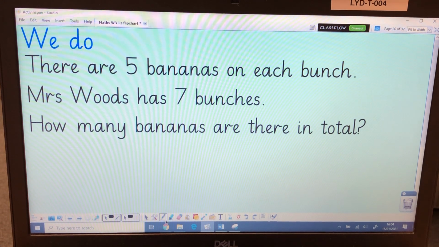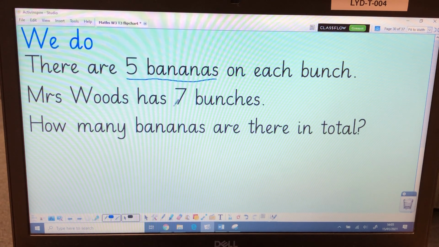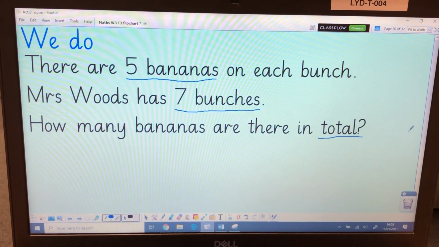So the first thing we're going to do is underline the important bits of information. Now, I know there are 5 bananas on each bunch. And Mrs. Woods has got 7 bunches. Okay, so how many bananas are there in total? So we need to find out how many bananas Mrs. Woods has altogether. That means in total.